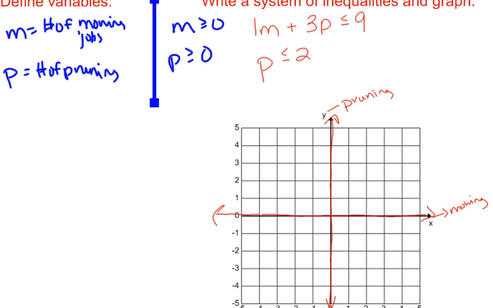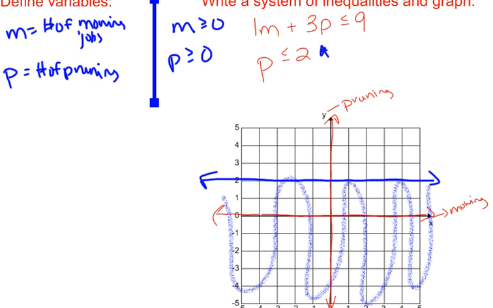I would probably graph my P is less than or equal to 2 first, because that seems like an easy one to go with. The P is my Y, so that's really saying Y is less than or equal to 2, so that means I have a horizontal line right here. And if Y is less than or equal to 2, I would shade below. So that's going to be all down here. Whoops, got a little out of the lines. Ignore that spot right there.